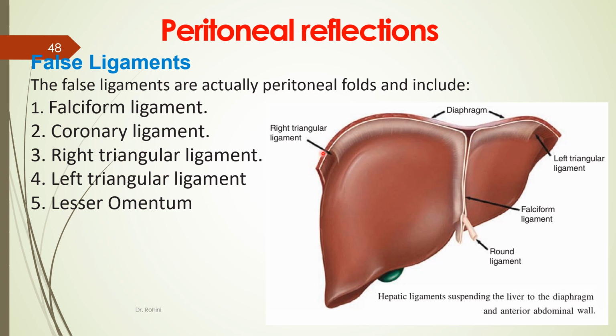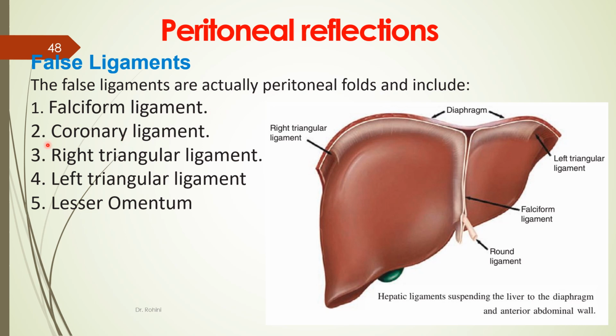Superior and inferior coronary ligaments together form the right triangular ligament, which connects the right lateral surface of the liver with the diaphragm. Similarly, on the left side, there are no coronary ligaments, but there is a left triangular ligament. On the left side, there are anterior and posterior layers which form the triangular ligament. And these are false ligaments. Actually, ligaments are called false and true. False ligaments are those which are actually the peritoneal folds.